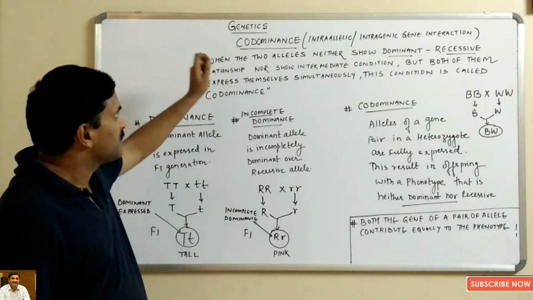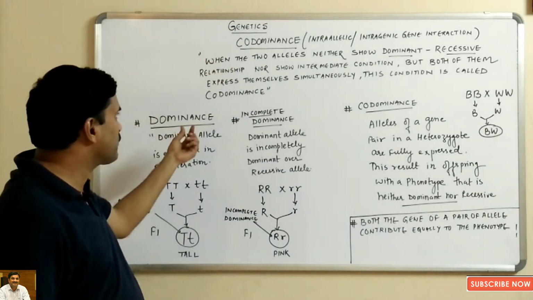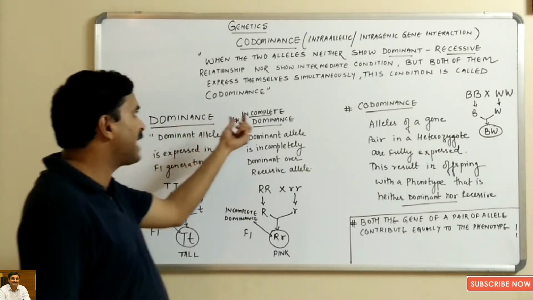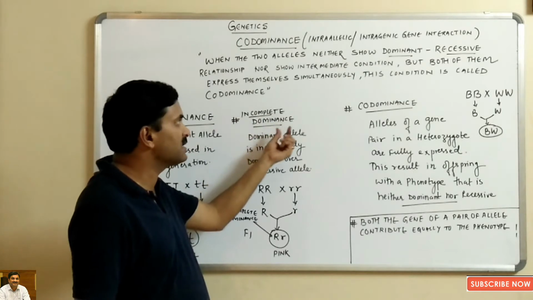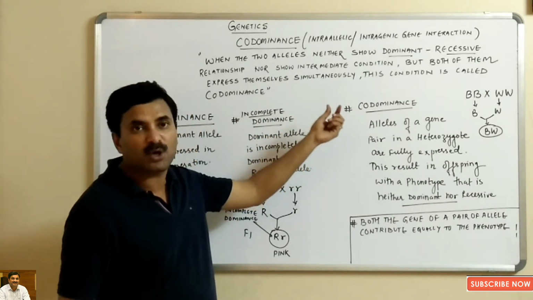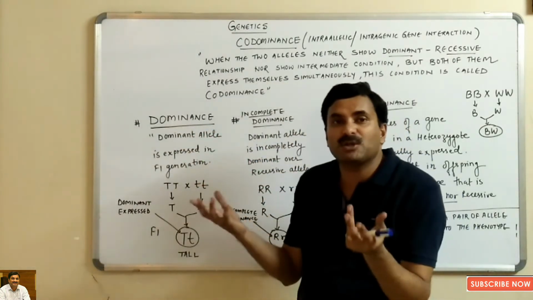If we want to understand the concept of codominance, first of all, you must know what happens in dominance and what happens in incomplete dominance. Then only you will be able to understand the concept of codominance. Okay, so first of all, see what a traditional dominance is.